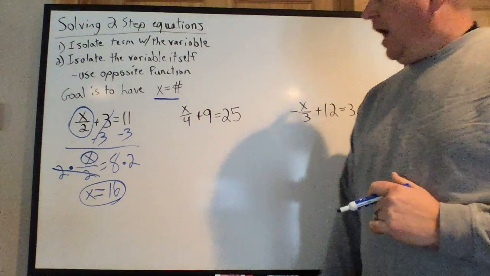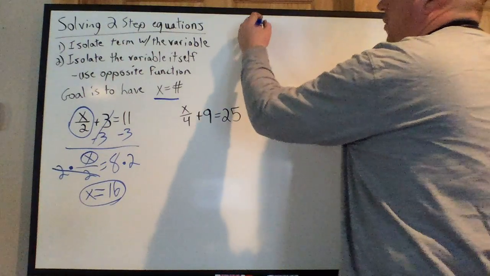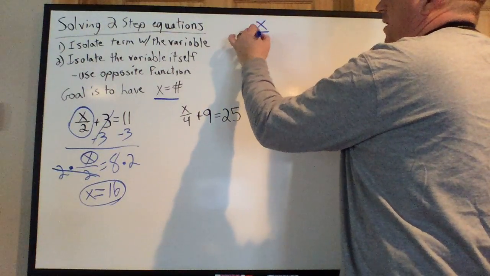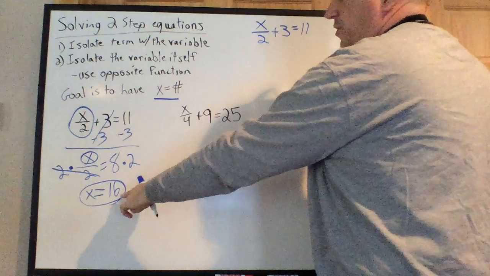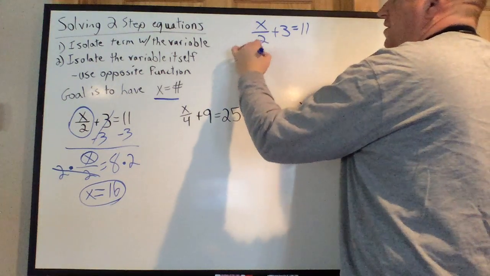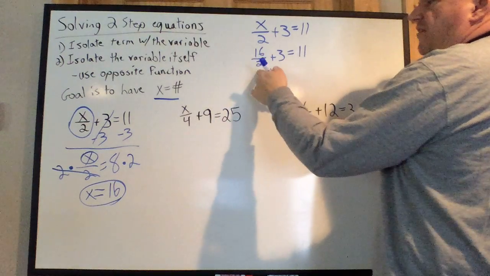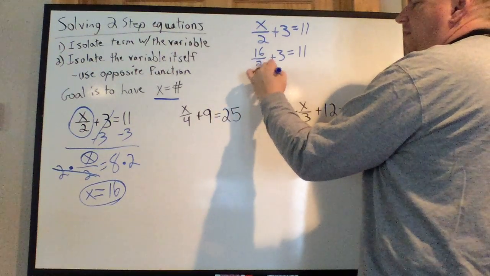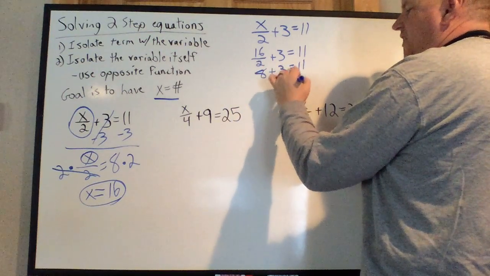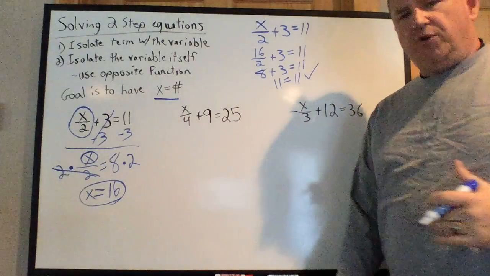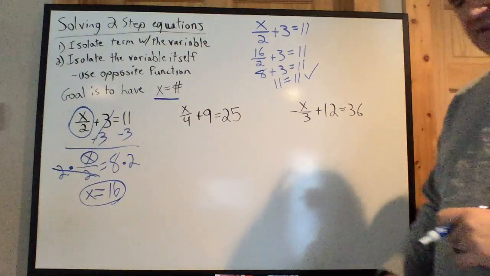How do we check and make sure our answer is correct? We plug it back in. We look back at our original equation, x divided by 2 plus 3 equals 11, and we plug our answer, 16, in for the x. 16 over 2 plus 3 equals 11. 16 divided by 2 gives me 8, plus 3 equals 11, and 8 plus 3 gives me 11 equals 11. Therefore, I know that my answer is correct because I just checked it. You'll be able to do that with both of the other two examples that we have.